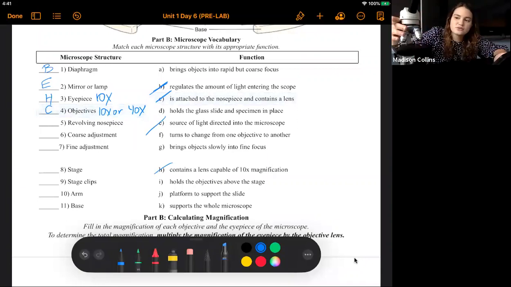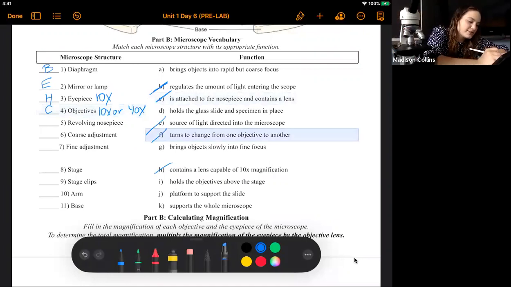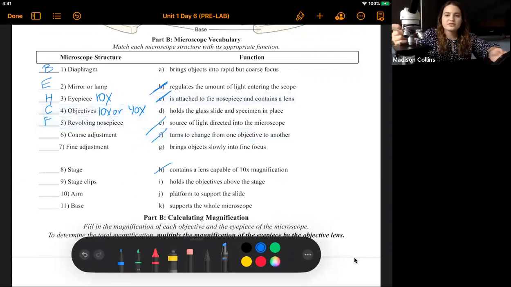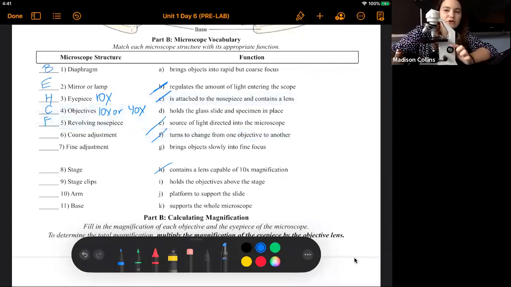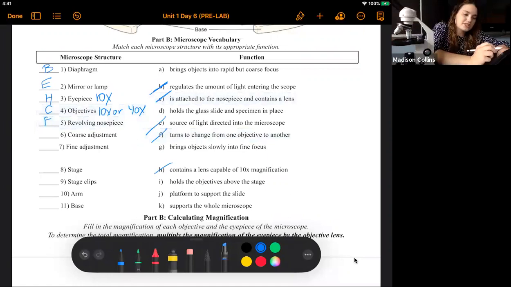Right, I just told you guys the revolving nose piece is what turns to change from one objective to another. That's going to be F. The coarse adjustment is this bigger knob right here. That's the very first thing you're going to move when you want to focus your specimen. So the coarse adjustment brings objects into rapid but coarse focus.